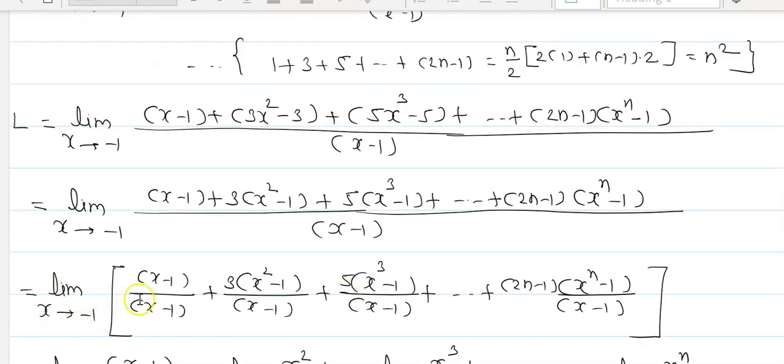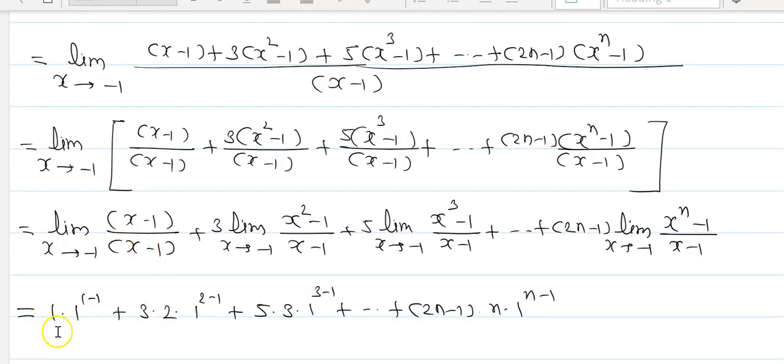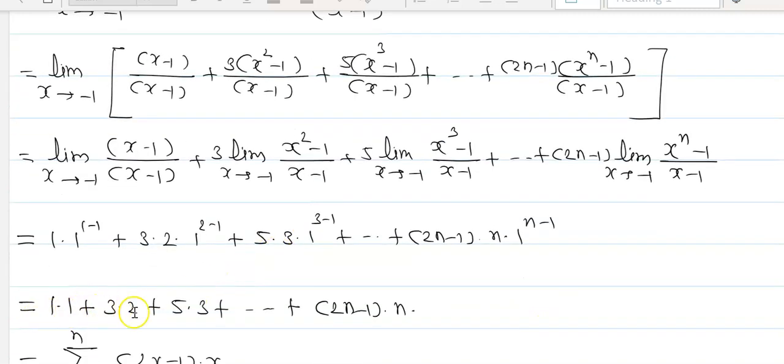Then you will get the limit as x tends to 1: (x-1)/(x-1) + 3(x²-1)/(x-1) + 5(x³-1)/(x-1), and in this way the last term is 2n-1 times (xⁿ-1)/(x-1). Now, the individual limits. The first is 1 raised to 1 minus 1. Second is 3 into 2 into 1 raised to 2 minus 1. Third is 5 into 3 into 1 raised to 3 minus 1, plus and so on, plus (2n-1) into n into 1 raised to n minus 1. That is 1·1 + 3·2 + 5·3 + ... + (2n-1)·n.